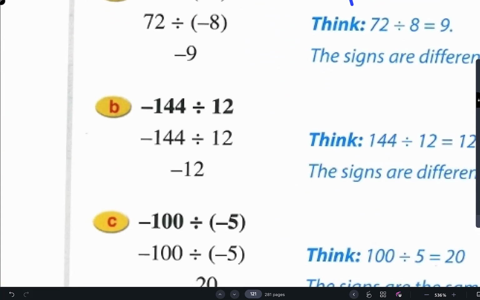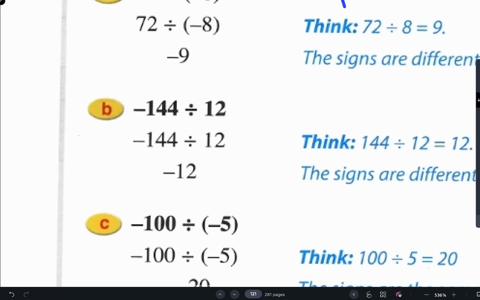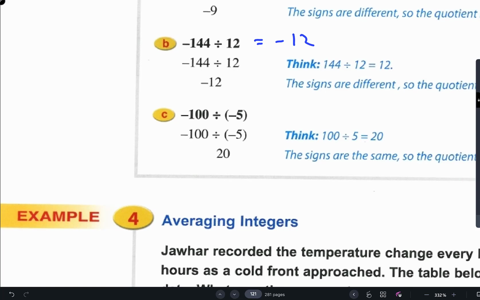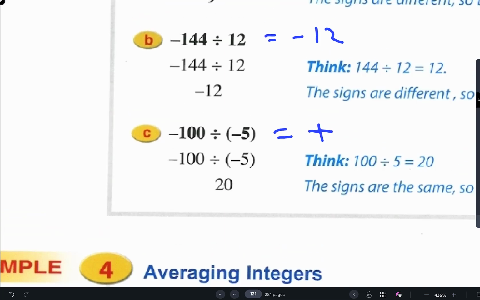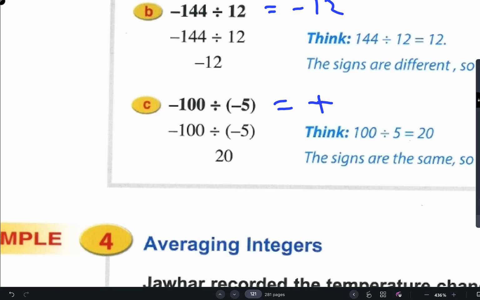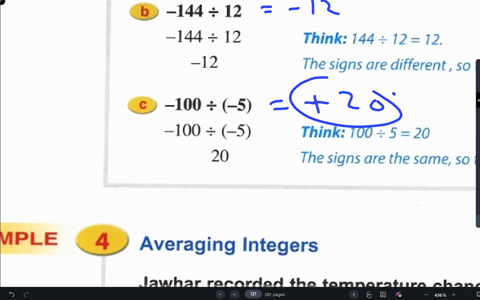Okay, we have negative 144 divided by 12 equals what? Because we have different signs, the result will be negative. 144 divided by 12 is 12. Why? Because 12 times 12 equals 144. Okay, what about this: 100 and negative 5, the result will be positive. 100 divided by 5 equals 20. Okay, so this is the result.